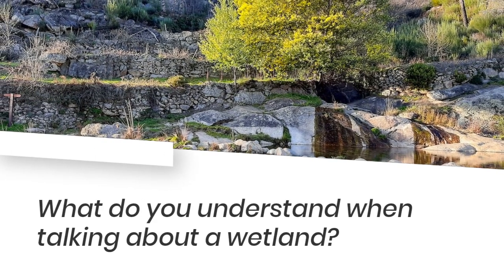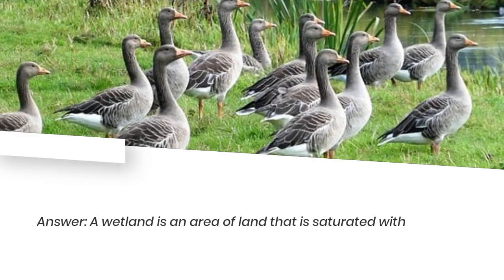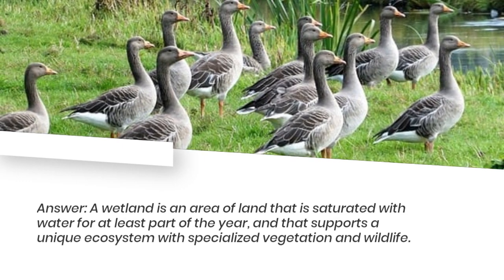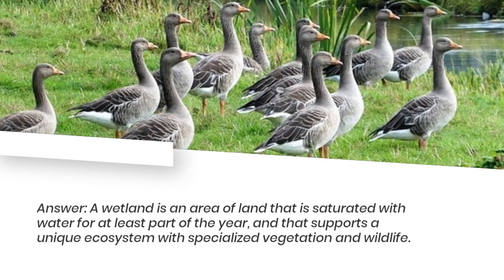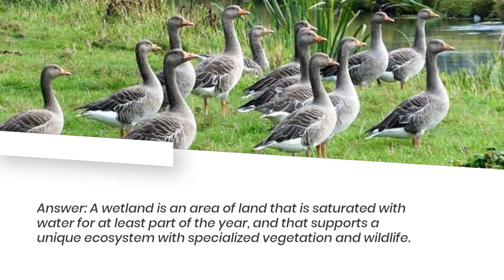What do you understand when talking about a wetland? Answer: a wetland is an area of land that is saturated with water for at least part of the year, and that supports a unique ecosystem with specialized vegetation and wildlife.